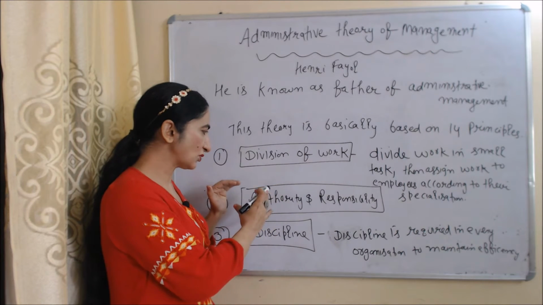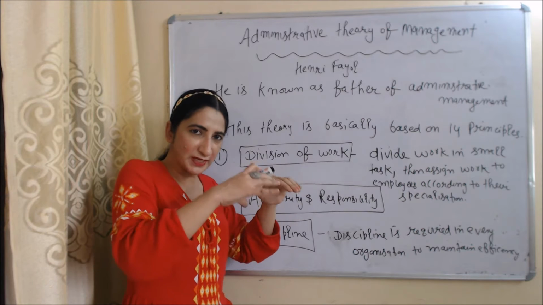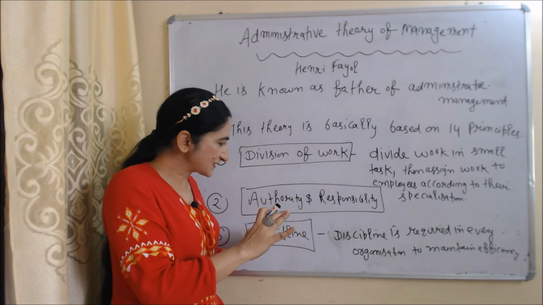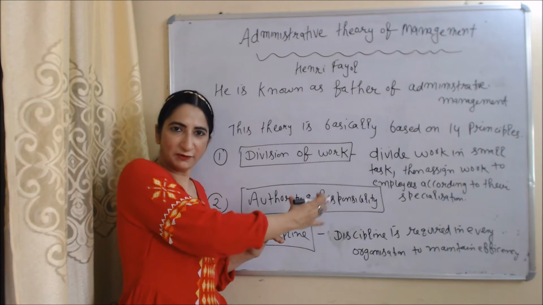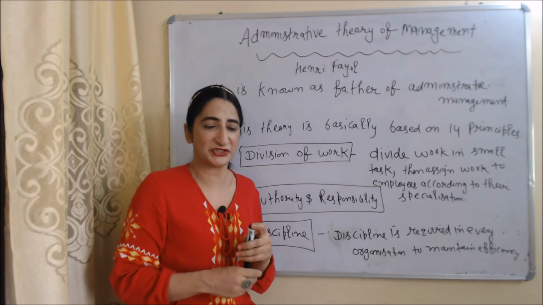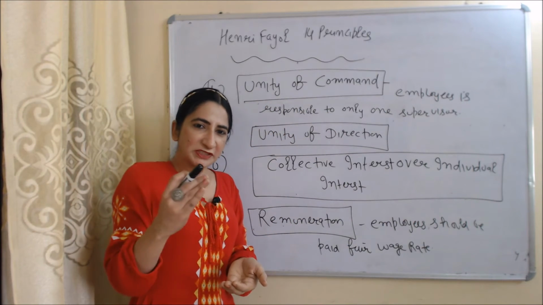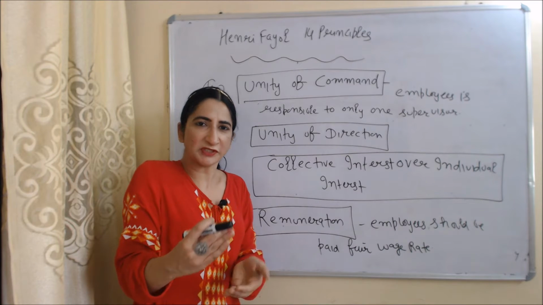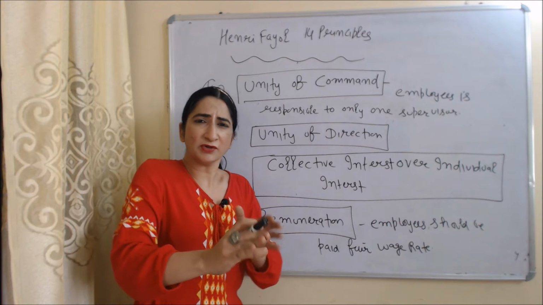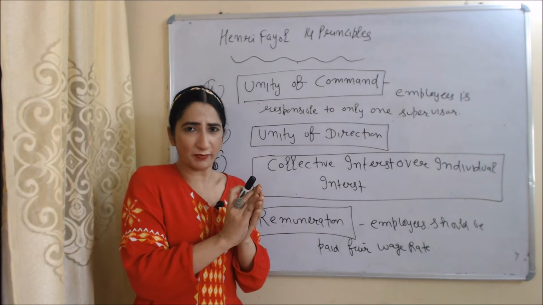Next principle is authority and responsibility. According to Henri Fayol, there should be proper balance between authority and responsibility. Next is discipline. According to Henri Fayol, discipline is required to maintain efficiency in organization. Next principle is unity of command. According to this principle, employee is responsible to only one supervisor. Means employees don't have so many supervisors. He is responsible to only one supervisor.